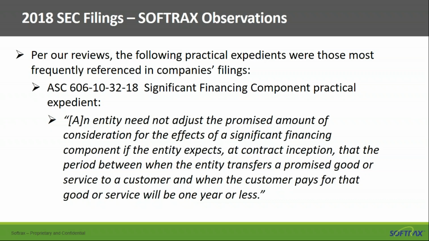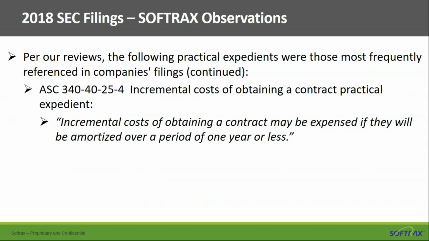Yeah, that makes sense. Okay. So the next practical expedient is actually on the cost to obtain a contract, the incremental cost of obtaining a contract, and it just reads that they may be expensed if they will be amortized over a period of 1 year or less. And we just wanted to note this because the complexity of handling the cost of obtaining a contract could be really high if you don't meet this practical expedient.